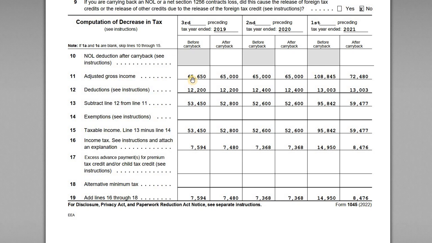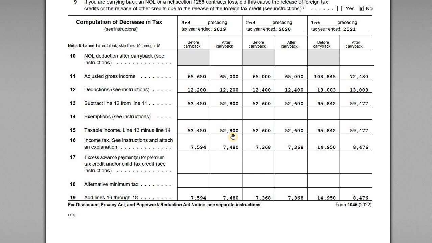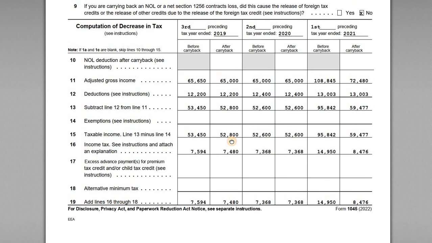So you can see here, 65,650 and then 65,000. There was a reduction of $650, right? That was the reduction on the 1256 amounts. We lowered our AGI by $650. So again, I recommend using some kind of tax prep software to really prepare this because it'll help ensure that the numbers are more accurate. But you do the same for every single year.